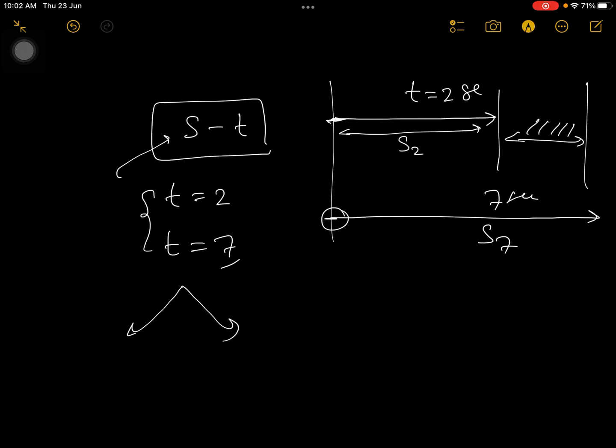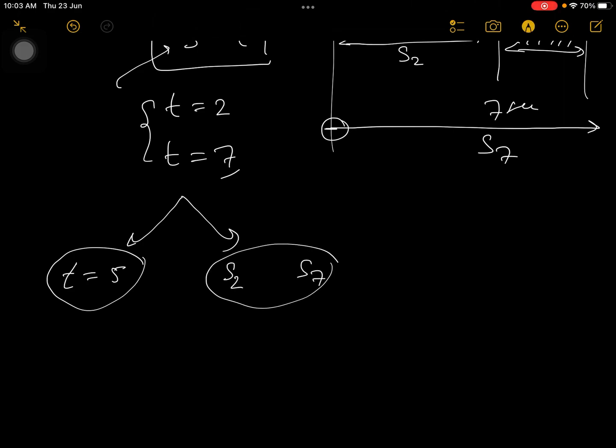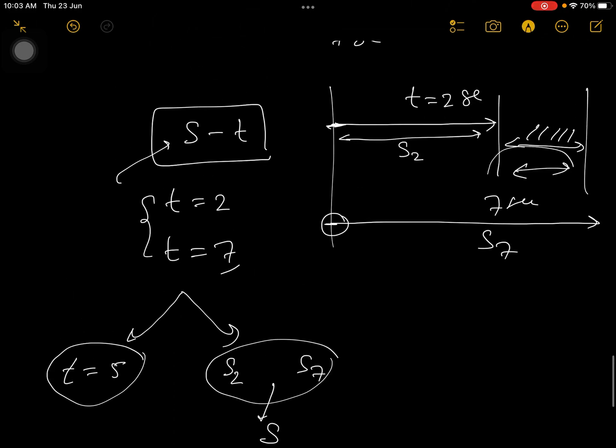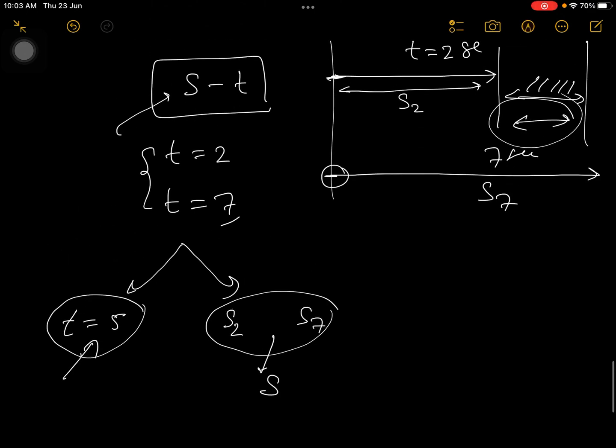Then two types of students are there. Some students can say, sir, substitute t is equal to 5 seconds. And some students may say, sir, you find out your S2, you find out your S7 and subtract both, and you will get the distance traveled in this gap, in this 5 seconds. So see guys, we have two types of 5 seconds. One 5 seconds when you put t is equal to 5 in this equation, and one 5 seconds which is the gap between these two. They are both different.